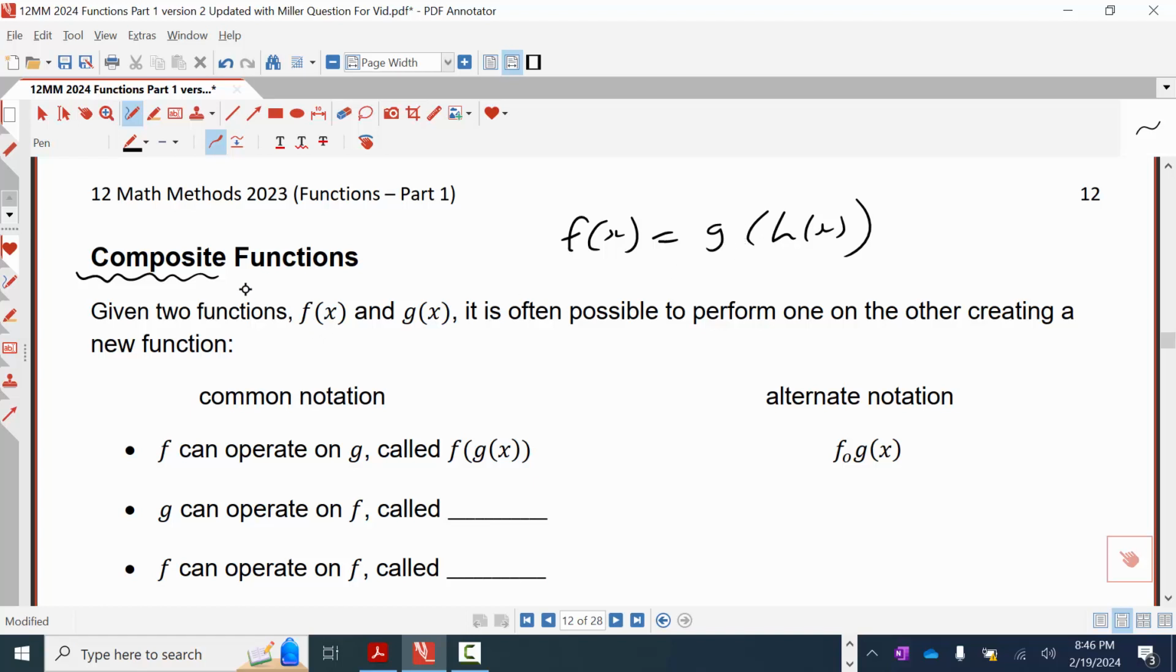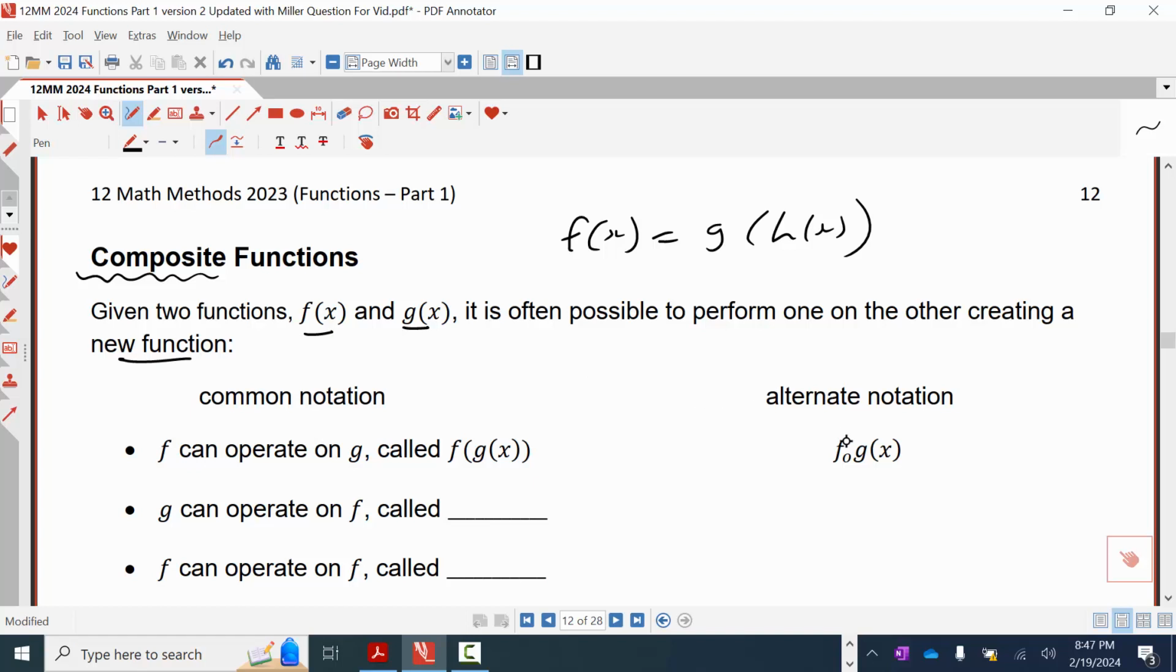Okay, so basically this is what a composite function is. Given two functions, f of x and g of x, it's often possible to perform one on the other, and what we're doing is creating a new function. We call that a composite function. So this notation here, f of g of x, we're just saying f can operate on g.